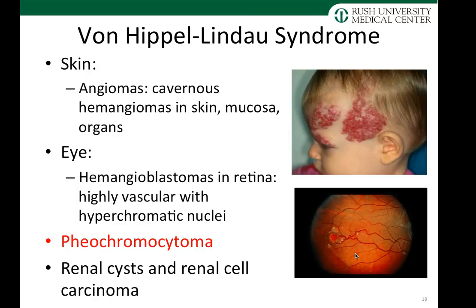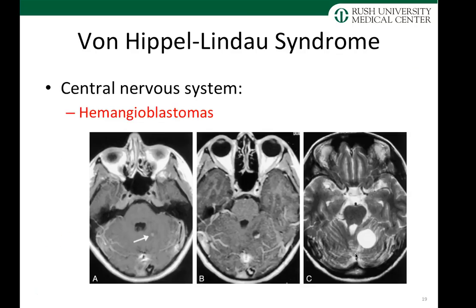In the eye, we see hemangioblastomas in the retina, which are highly vascular and have hyperchromatic nuclei. This lower picture on the right is exactly a hemangioblastoma looking in past the optic nerve onto the retina, and you can actually see a little bit of blood in that particular lesion. Pheochromocytomas are also common in von Hippel-Lindau, and patients can have renal cysts and renal cell carcinoma.